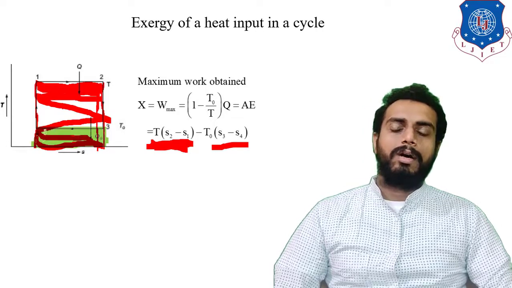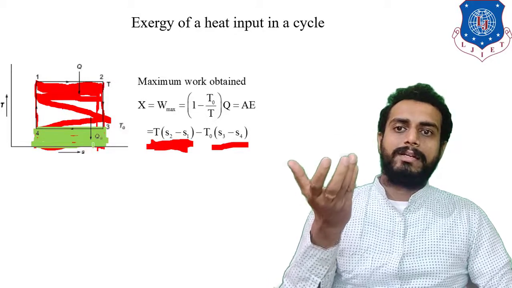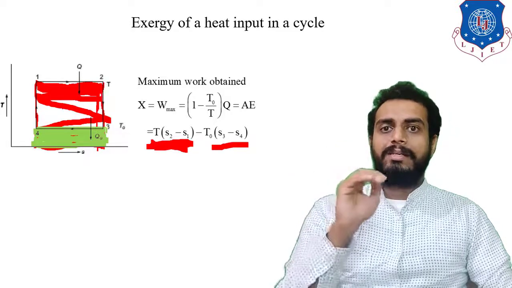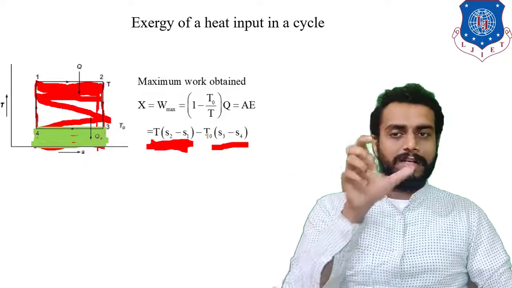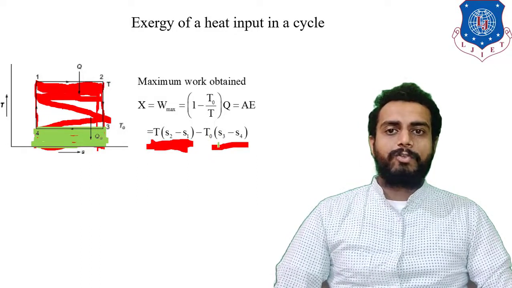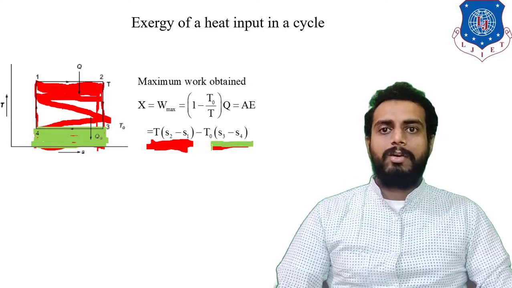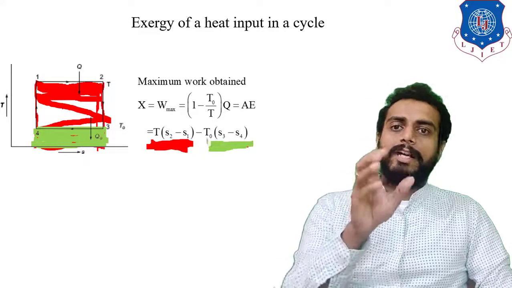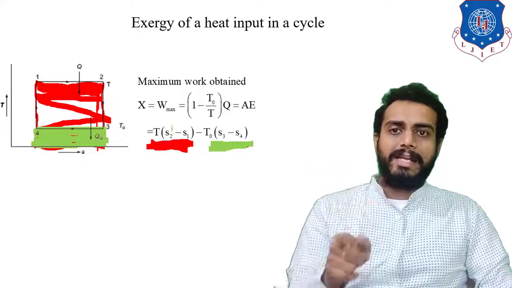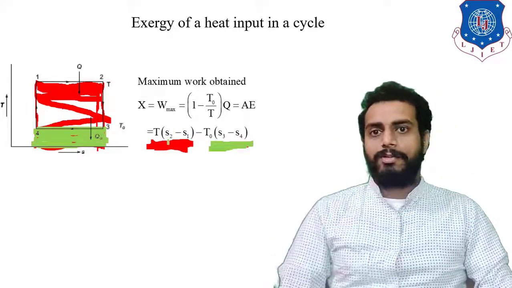And if you want to express how much this heat is, what can you write? Simple. What is the temperature corresponding to 3 to 4? Corresponding to 3 to 4, the temperature is T0, that is constant temperature, into delta S, right? So delta S is equal to what? S3 minus S4. Obviously, you take the difference between higher entropy minus lower entropy. So this green color will represent the heat rejection. The first term represents the heat addition, the second term represents the heat rejection. Clear, students? I hope you are clear up to this point.